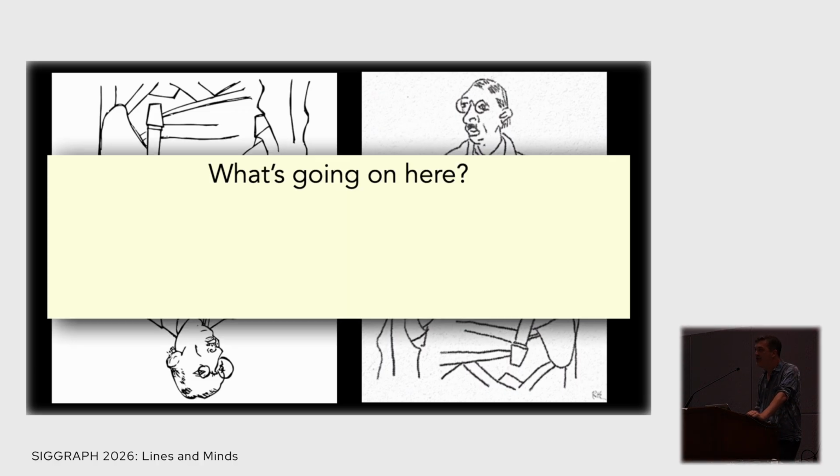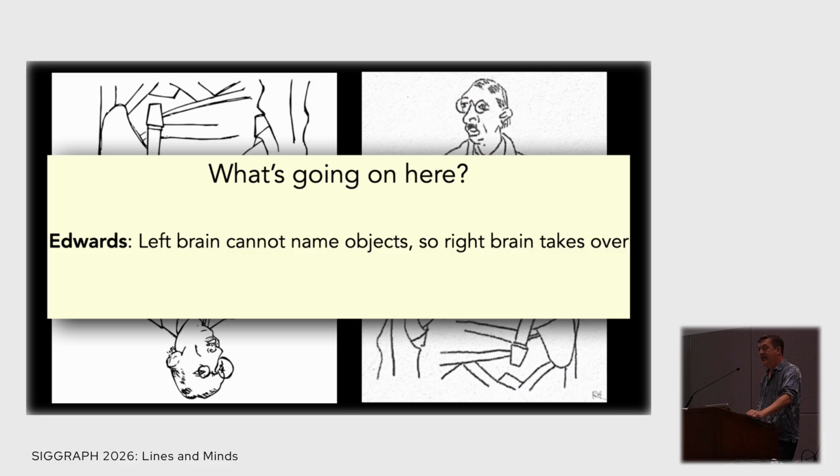So why is that? The interesting question is what's going on here. Edwards, the author of the book, writes that it's because the left brain can't name objects in the upside down picture, so the right brain takes over. There's a bunch of pseudoscience mumbo jumbo there about left brain, right brain, that just doesn't really make much sense. But there may be some core truth underneath it.